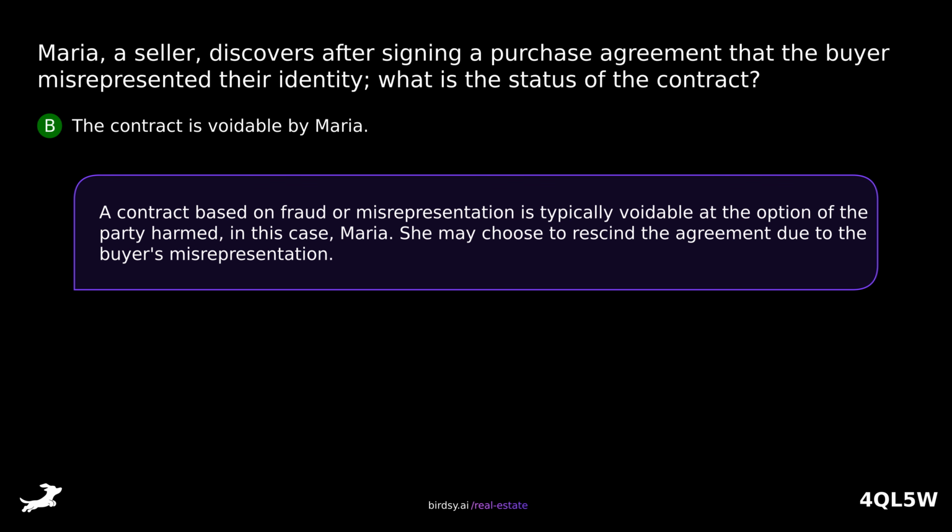A contract based on fraud or misrepresentation is typically voidable at the option of the party harmed, in this case, Maria. She may choose to rescind the agreement due to the buyer's misrepresentation.